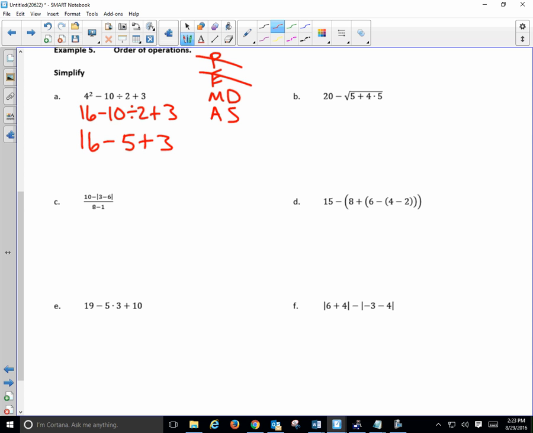Now do I do the 5 plus the 3 first or 16 minus 5 first? Have to do 16 minus 5 first, because it comes first, left to right. Now, there's always at least one in the crowd that says, my teacher once told me that addition comes before subtraction. If they did, they were wrong. Whichever comes first, left to right. So 16 minus 5 is 11, plus 3 is 14.